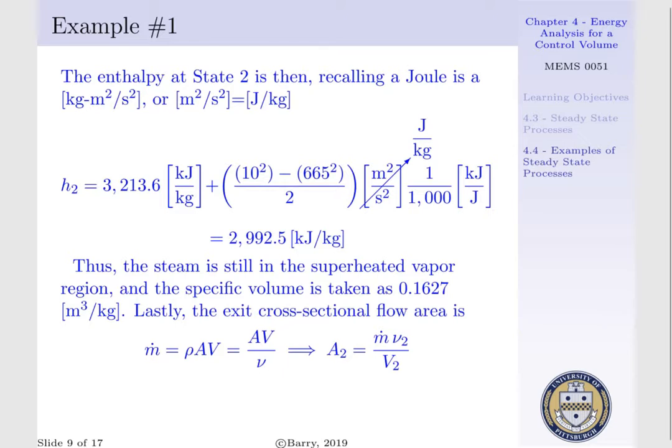If we go back to our definition of our mass flow rate being our density times cross-sectional flow area times velocity, which is equal to our cross-sectional flow area times velocity per our specific volume, we can solve for our cross-sectional flow area at our exit, A2, in terms of our mass flow rate, M dot, our specific volume at state 2, nu2, and our velocity at state 2, V2.